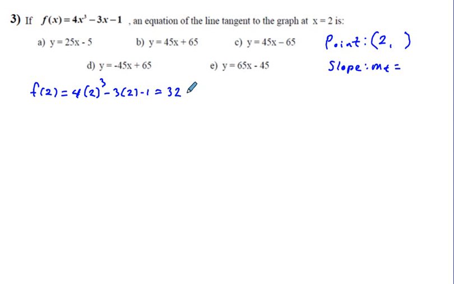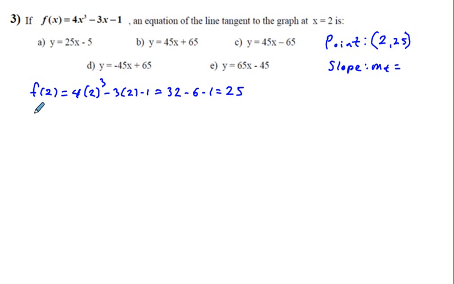And then minus 6 minus 1 is equal to 25. So we have our y coordinate is 25. So we write that up here at our point.